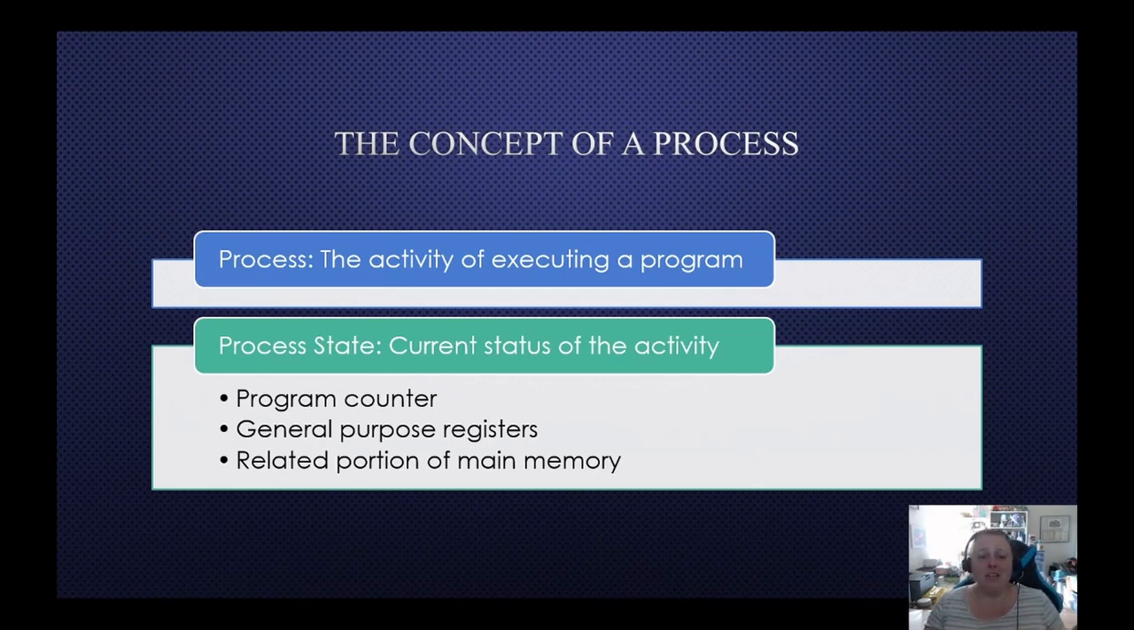Some information in this process state includes the location of the program being executed, or the program counter, the values in the CPU registers, such as the general purpose registers, and finally, any memory cells that are associated with what's in those registers.